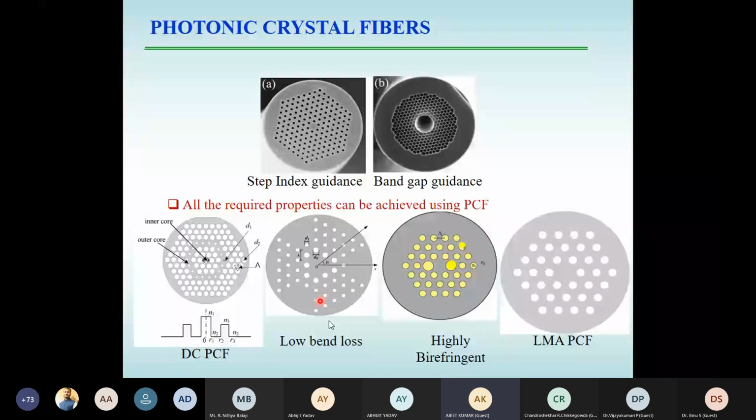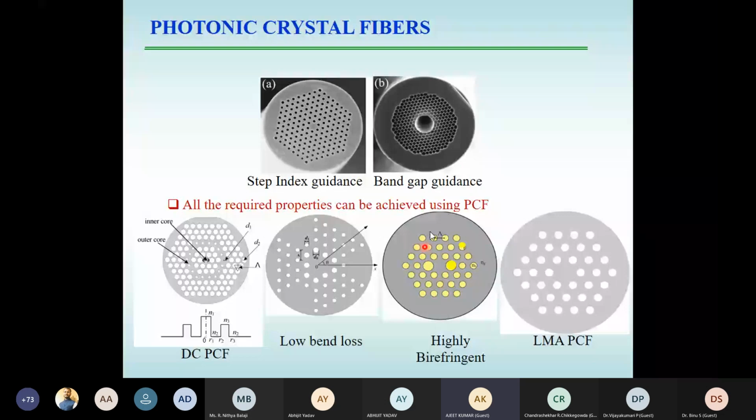This is a highly birefringent fiber. You can see in one direction, they have taken the large air hole, and in the other direction they have taken the smaller air hole. So this is creating a difference in the polarization of the X and Y modes. And this is one of the examples of the large mode area PCF.